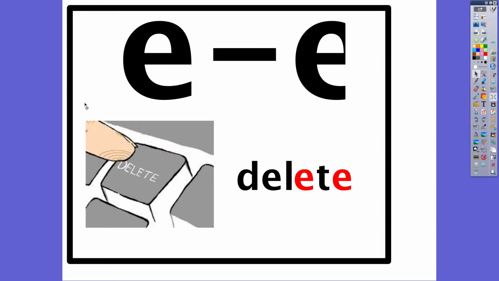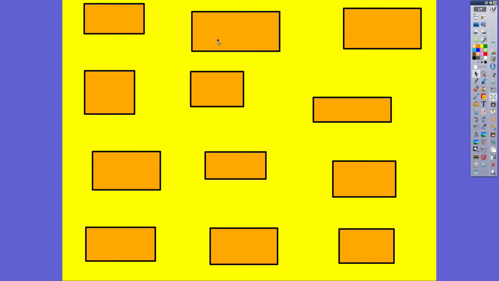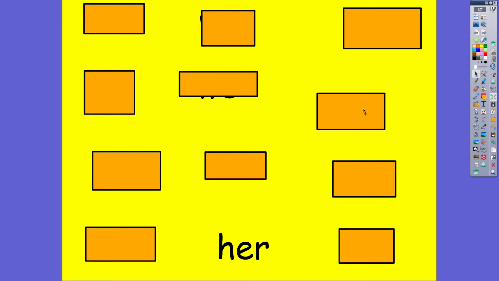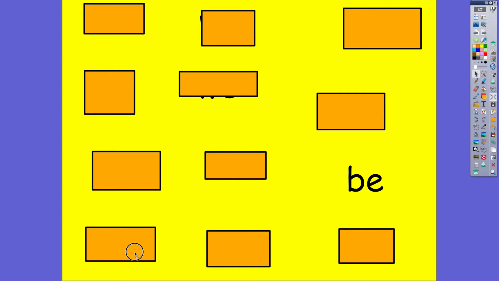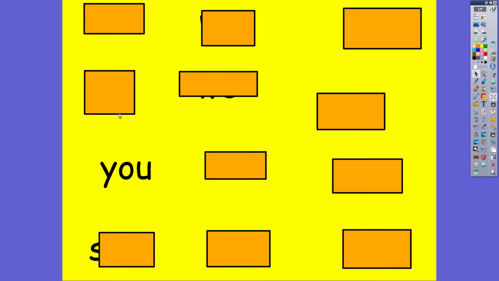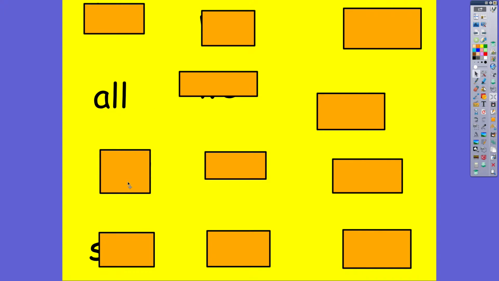Oo, cube. E, delete. Have a look at some of our high frequency words. Was, we, are, her, be, she, my, you, all.